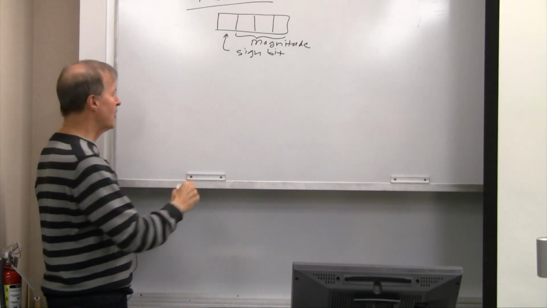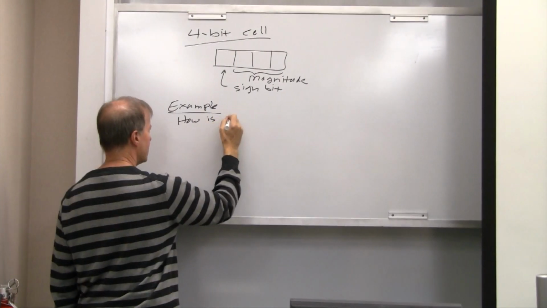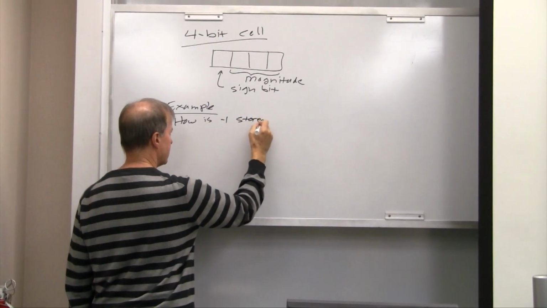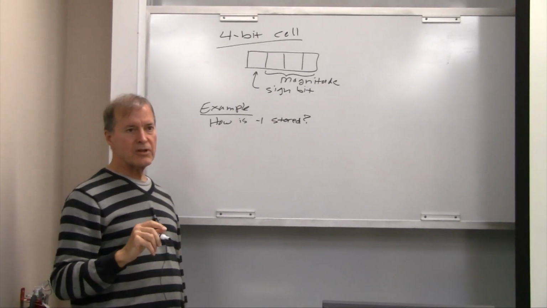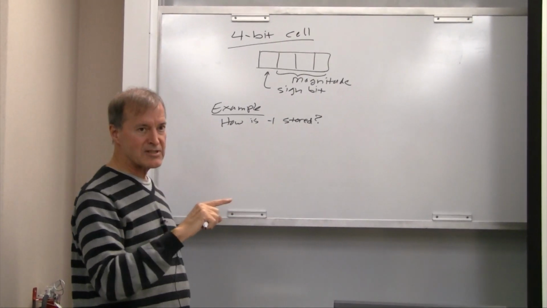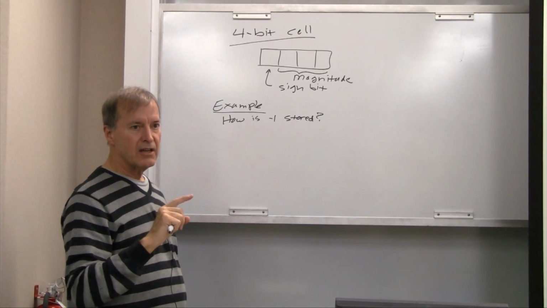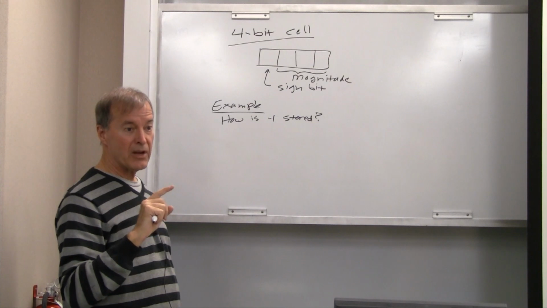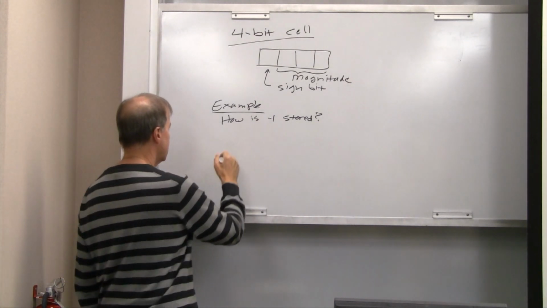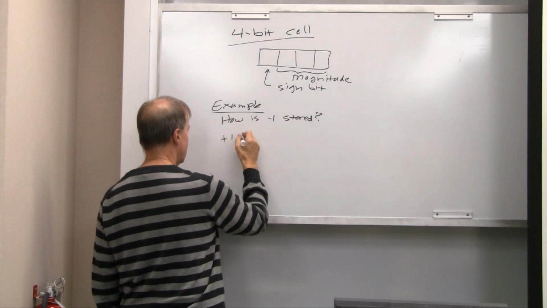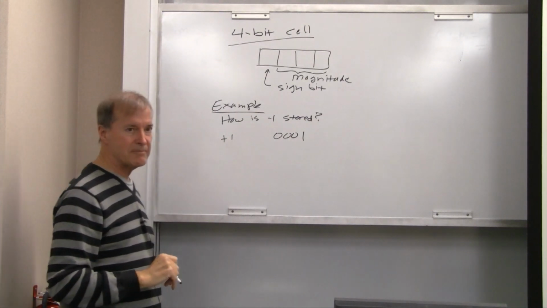How would you store -1? So here's an example. How is -1 stored? Here's what we do. We know it's a 4-bit cell, so we write down the number 1, the way the number 1 would be stored. Now, how would the number +1 be stored? 0, 0, 0, 1. +1 is 0, 0, 0, 1. Is everybody clear on that?